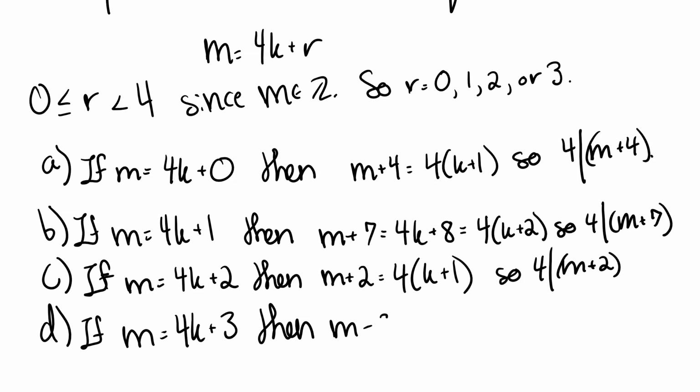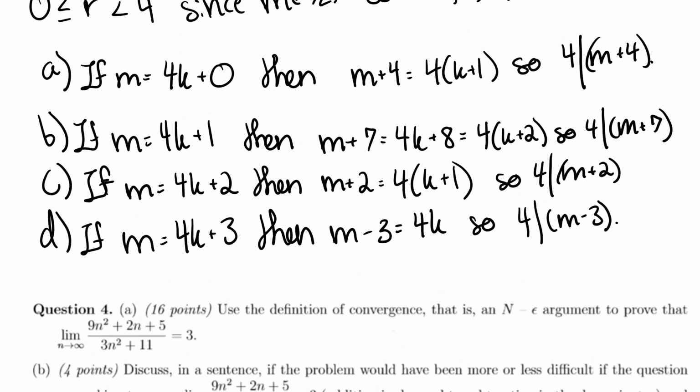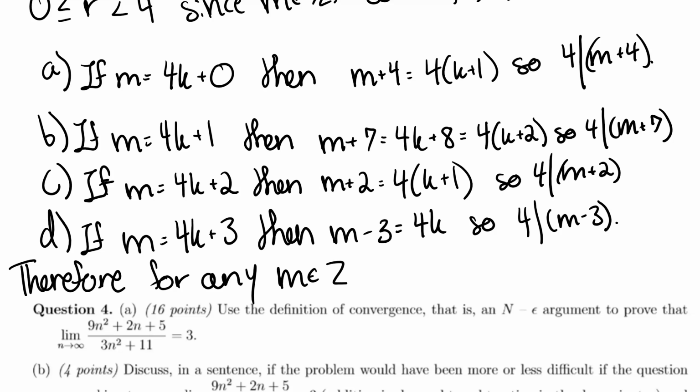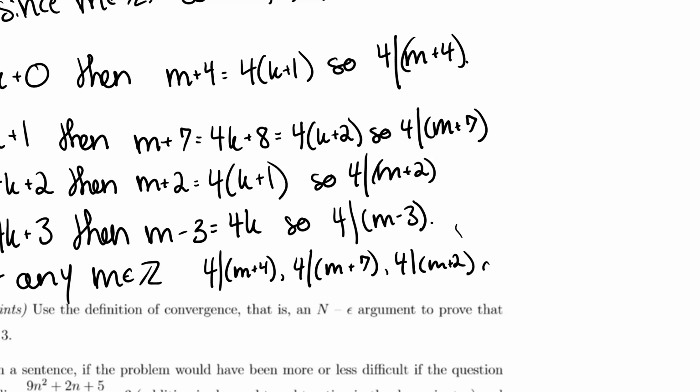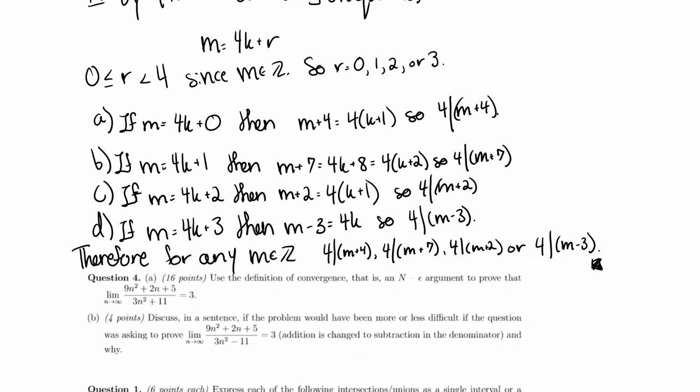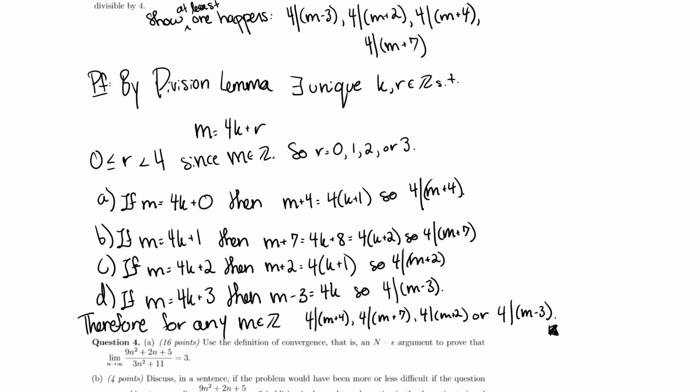And then lastly, you probably guessed it, we're going to use the minus 3. Then m minus 3 equals 4k. You didn't even have to do anything fancy with that one. And then I would write my conclusion. Therefore, for any m in the integers, 4 divides m plus 4, 4 divides m plus 7, 4 divides m plus 2, or 4 divides m minus 3. So one of those things has to happen. Maybe more than one of those things happens, probably not.